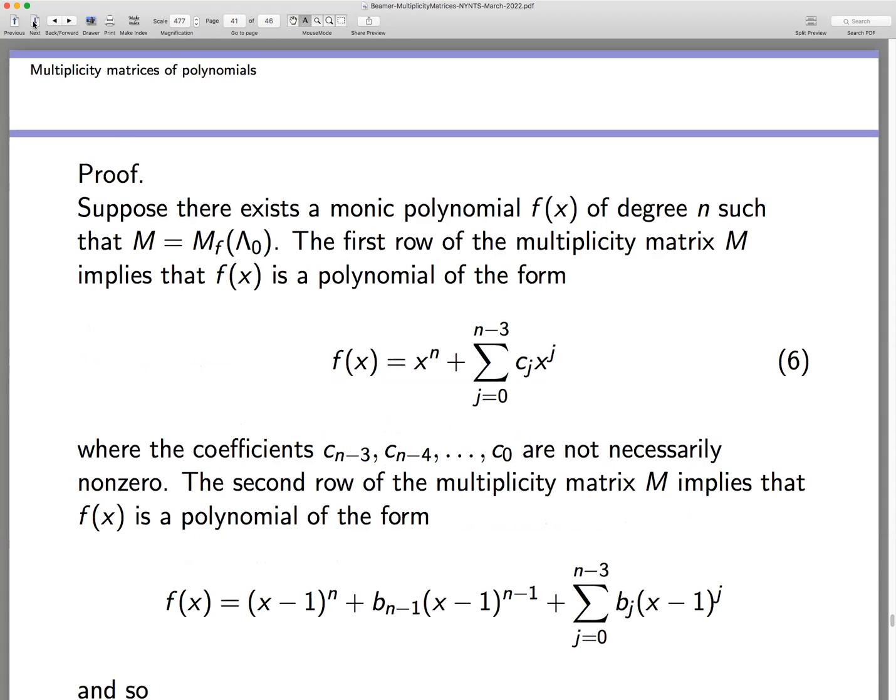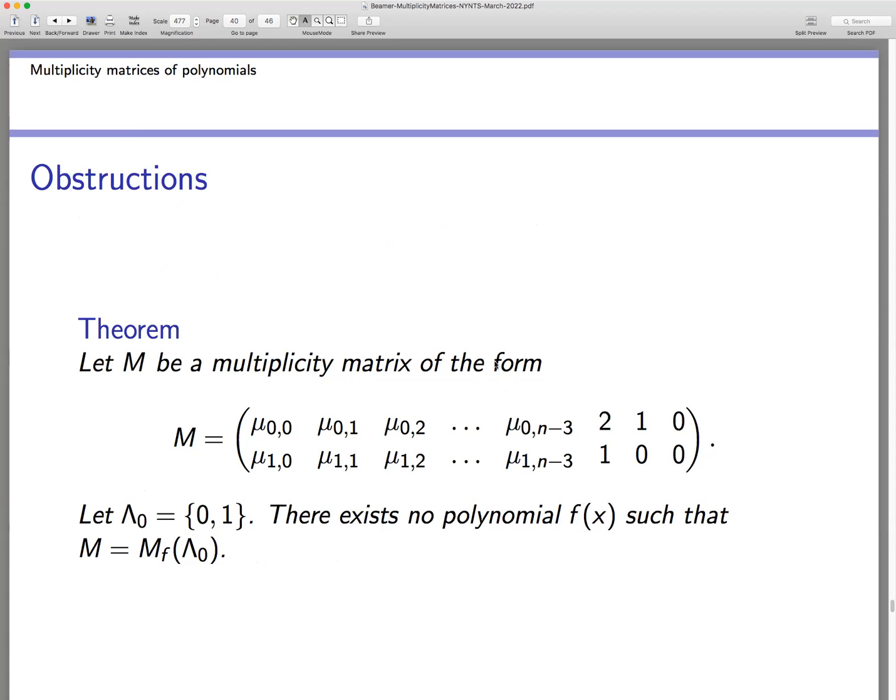Why? You want to know. So suppose there is such a monic polynomial of degree n, for which this is the multiplicity matrix. So let's just look. What does this say? This says that if you evaluate that polynomial at 0, you get this multiplicity vector.